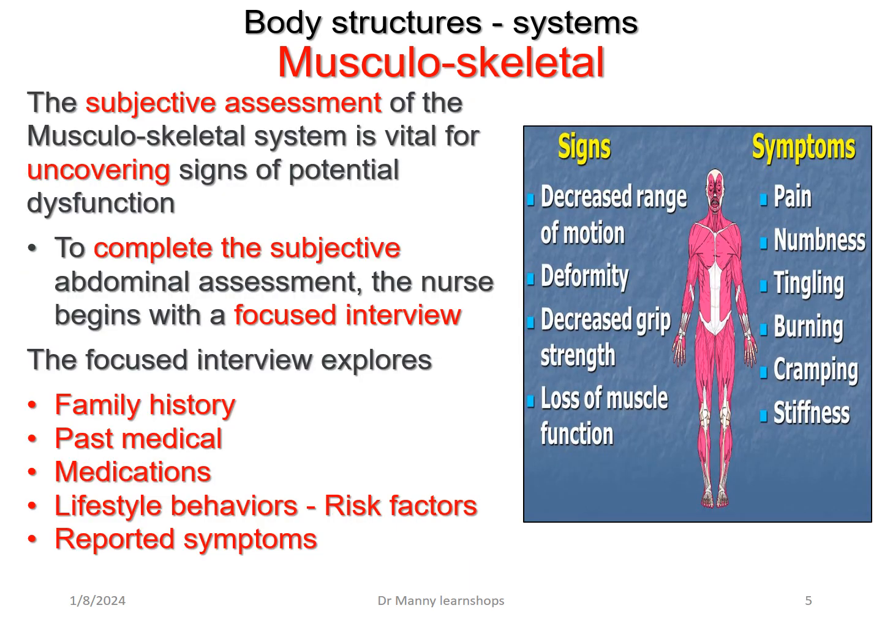Subjective assessment is important because this can determine certain issues that the patient is experiencing. And as always, we follow with the interview, which deals with family history, past medical history, medications, lifestyle behaviours, which could put the patient or client at risk. And we always take note of their signs and symptoms, things like pain, numbness, tingling, burning, cramping, stiffness, signs which could indicate a decreased range of motion, any deformities, changes in their grip strength, and loss of muscle function.